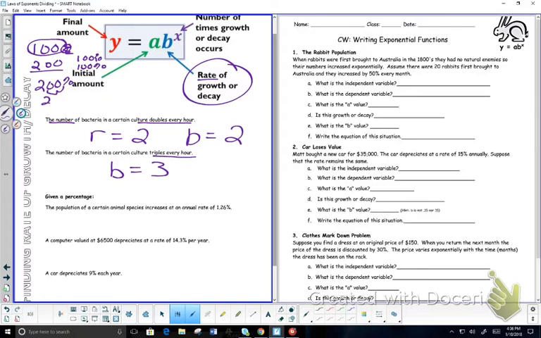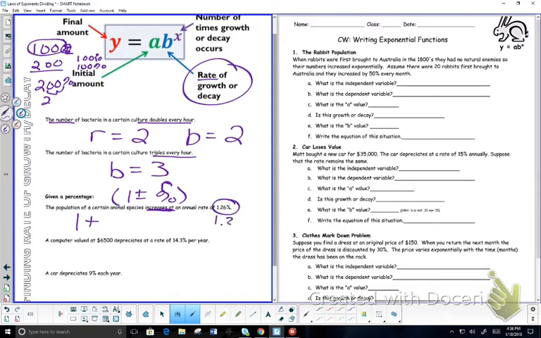The population of a certain animal species increases. This is how it's always going to work: 1 plus or minus whatever the percentage is, and the percentage needs to be written as a decimal. So that percentage is the rate, okay? So in this case, I have 1. If it's increasing, that means plus, right? That's just common sense. If something's increasing, we're adding. And then it's increasing at this rate.